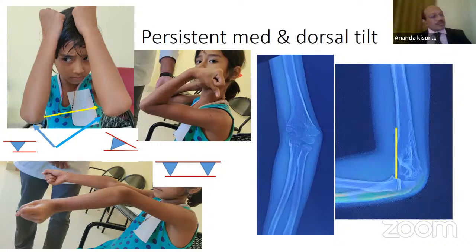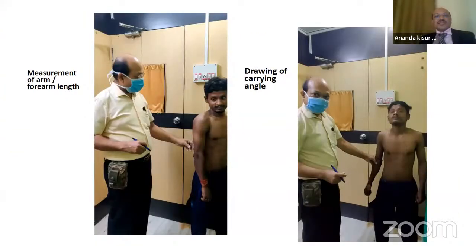So that is how the increased hyperextension at the cost of restricted flexion indicates there is persistent dorsal or posterior tilt. So it is asked in the examination, what are the components of the malunion present in this case? The most important component is the medial tilt. Next one is the posterior or the dorsal tilt, and there is a medial rotation.